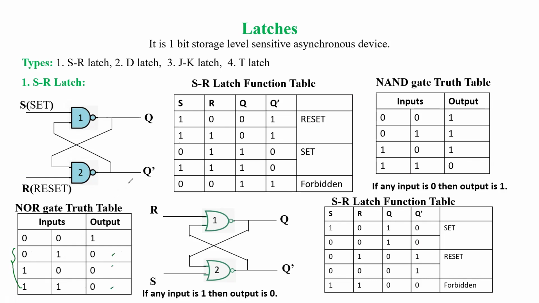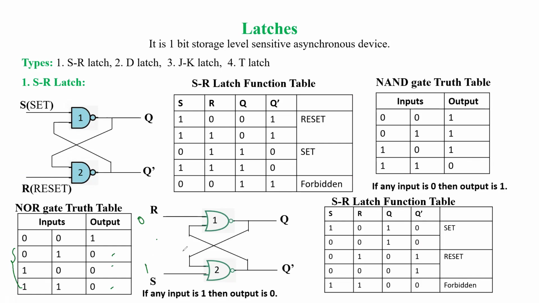So this is the concept we are going to use here. First condition: if you observe, we have changed so that Q dash is connected to S and Q is connected to R here, whereas in the case of the NAND gate, S is connected to Q and R is connected to Q dash. Now we are going to take S as 1 and R as 0.